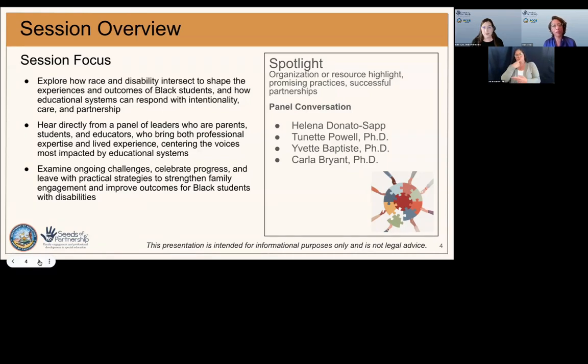We'll also hear directly from a panel of leaders who are parents, students, and educators who bring both professional expertise and lived experience, centering the voices most impacted by the educational systems. Time will also be dedicated to examining ongoing challenges, to celebrate progress, and leave with practical strategies to strengthen family engagement and ultimately improve outcomes for Black students with disabilities.